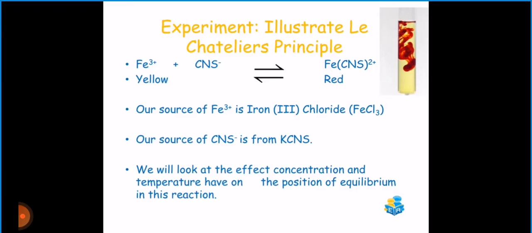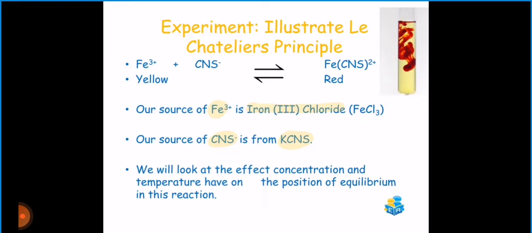We use iron 3 chloride as our source of iron 3 plus ions, and we use potassium thiocyanate as our source of thiocyanate ions. Our iron 3 ions are yellow in colour and the thiocyanate is colourless. However, when the two combine, an equilibrium reaction is set up involving the production of ferrothiocyanate, and that is a red colour. As you can see here, we've got the yellow colour at the start, where we just have the iron 3 plus and the thiocyanate, but as the reaction occurs, we form this kind of blood red colour.